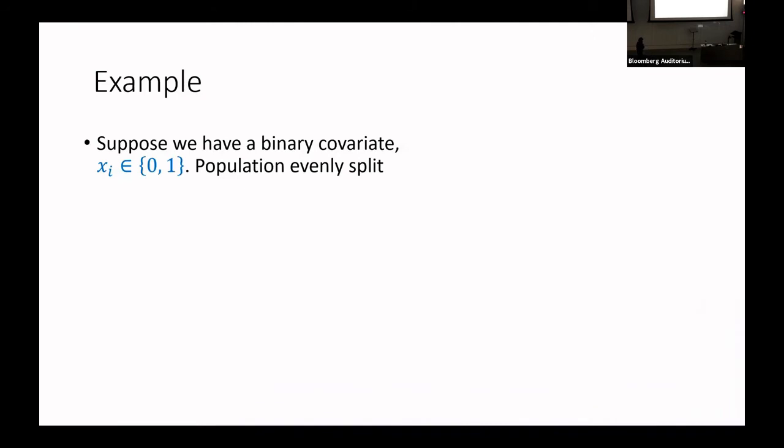Okay, so what's an example of this? Suppose, and we'll also talk in this example, hopefully it will be clear why you want to do this. Suppose you have a binary covariate, and the population is evenly split for zeros and ones.